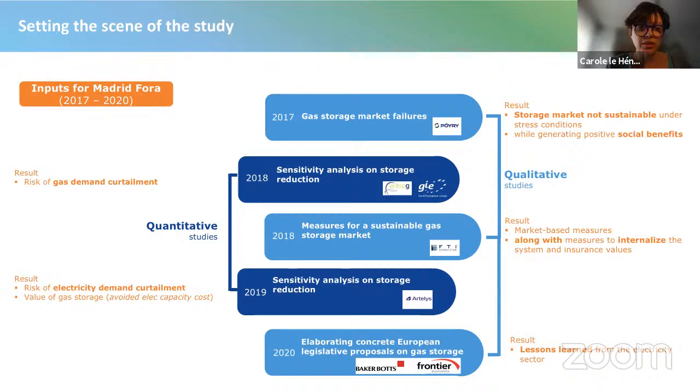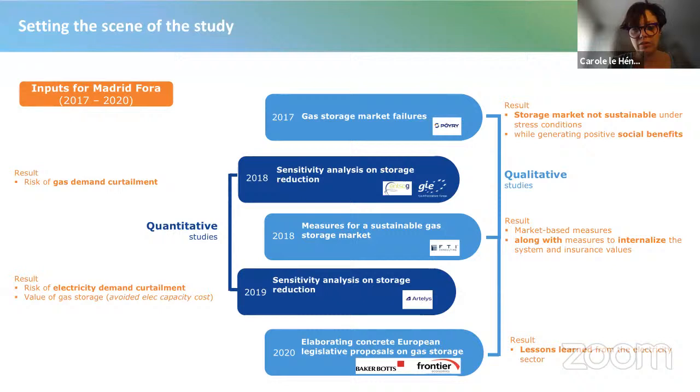In 2018, we did this collaboration with NSOC, and we tried to demonstrate that there is a risk of gas curtailment by 2030, as soon as we reduce storage working gas volume by 10%. So imagine that in Europe, we reduce by 10% the capacity of gas storage, and there is already a risk when there will be a cold winter, if there is a cold winter. In 2019, we did the same exercise, but with Artelys, and based on the EPSOC and SWE assumptions, we looked at the impact on the electricity system. We were able to demonstrate first that there are additional operating costs as soon as we reduce the storage by 10%, and then the risk of electricity demand curtailment as soon as we reduce the storage capacity by 20% by 2030.